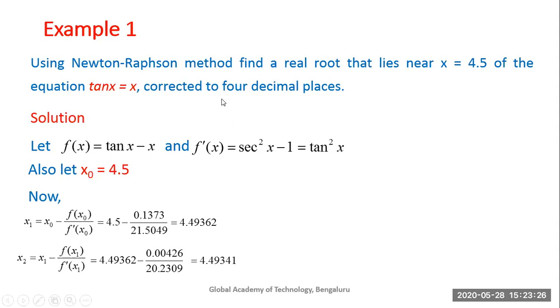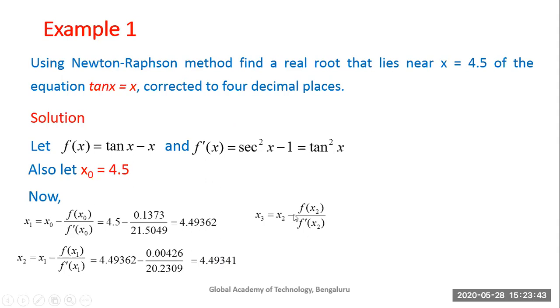Since we want the root corrected to 4 decimal places, keep observing the first 4 decimal places. We have 49362, here it is 49341. So the first 3 decimal places are matching now. We want 4 decimal places, so go for the next step.